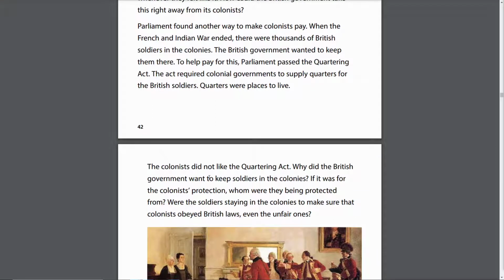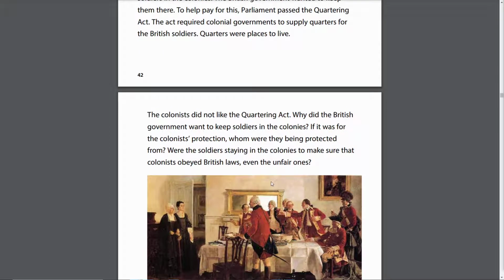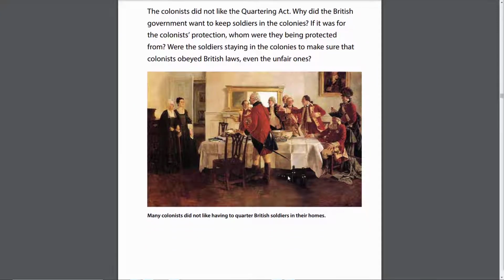So the colonists did not like the Quartering Act. Why did the British government want to keep soldiers in the colonies? If it was for the colonists' protection, whom were they being protected from? Were the soldiers staying in the colonies to make sure that colonists obeyed British laws, even the unfair ones? Here's a picture. Many colonists did not like having to quarter British soldiers in their homes. They had to take care of them.